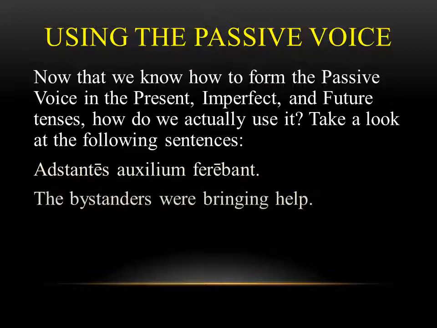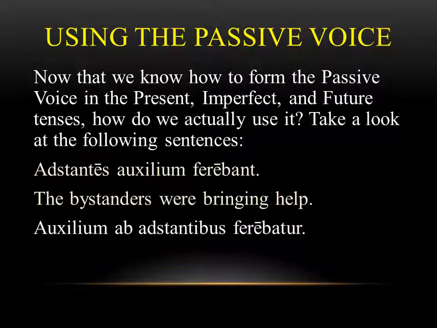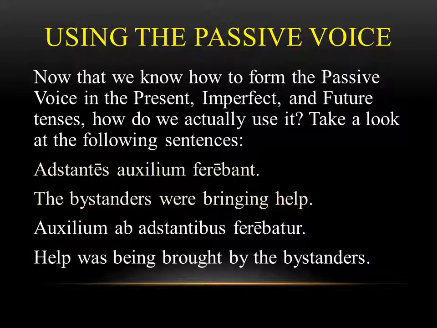Here we have two sentences: ad stantes auxilium ferebant, which means the bystanders were bringing help, and auxilium ab ad stantibus ferebatur, which means help was being brought by the bystanders. These two sentences are saying the exact same thing, it's just that I went from active to passive voice. So the first sentence is active voice, the second one is passive.